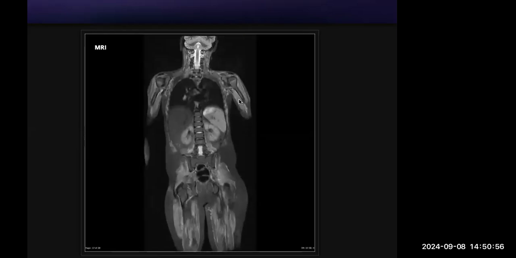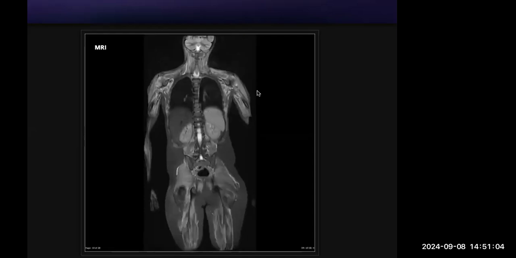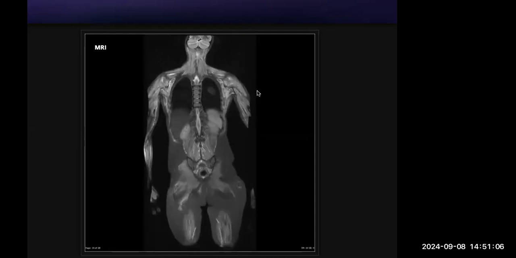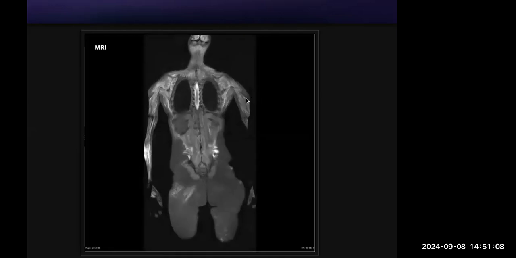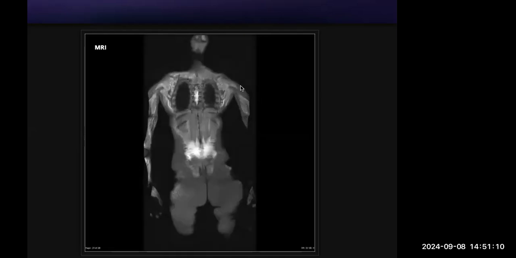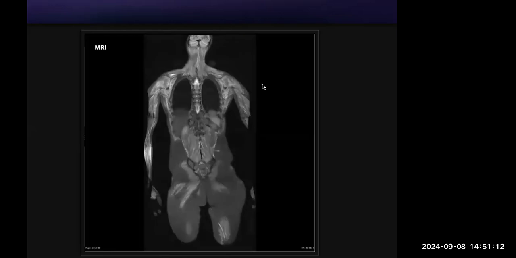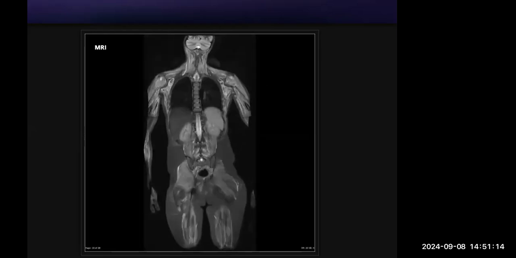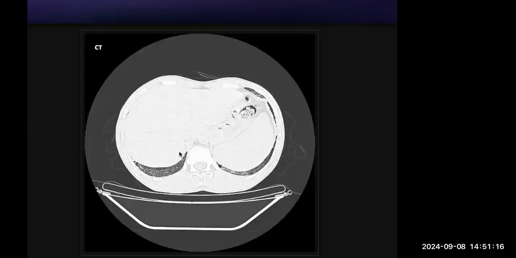Any history of any bone or muscular pain for the patient? Yeah, the patient has complaints of diffuse body pain for a couple of years now. Currently the patient presented with breathlessness. So we took a CT for the same patient, and you can scroll through this and let me know what you see.